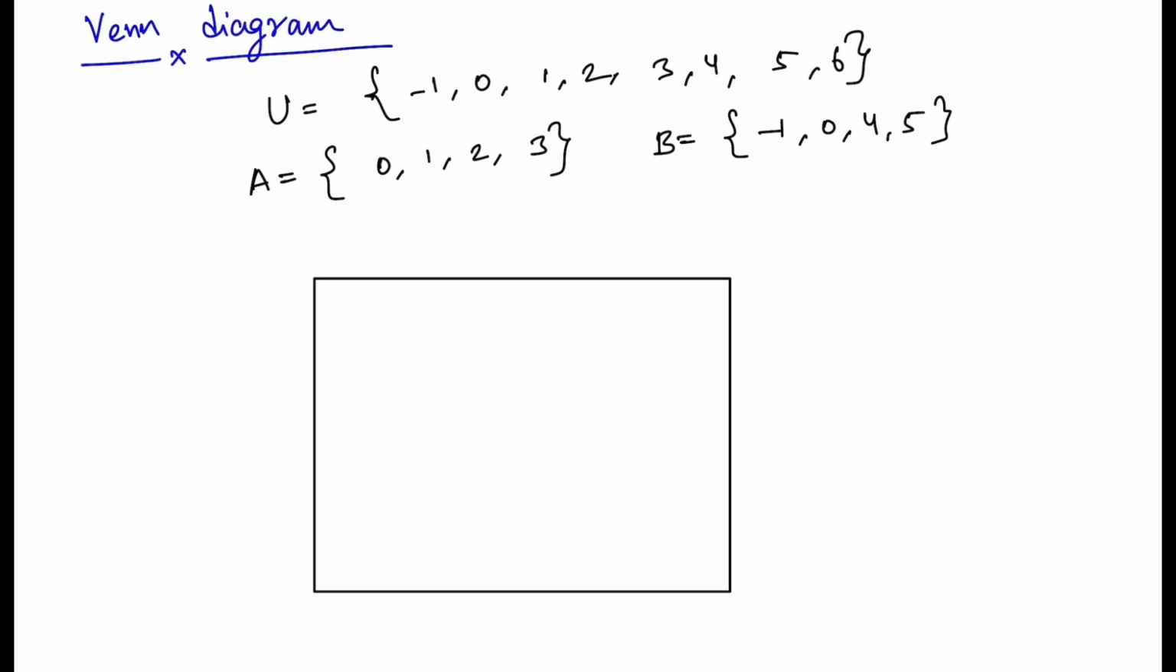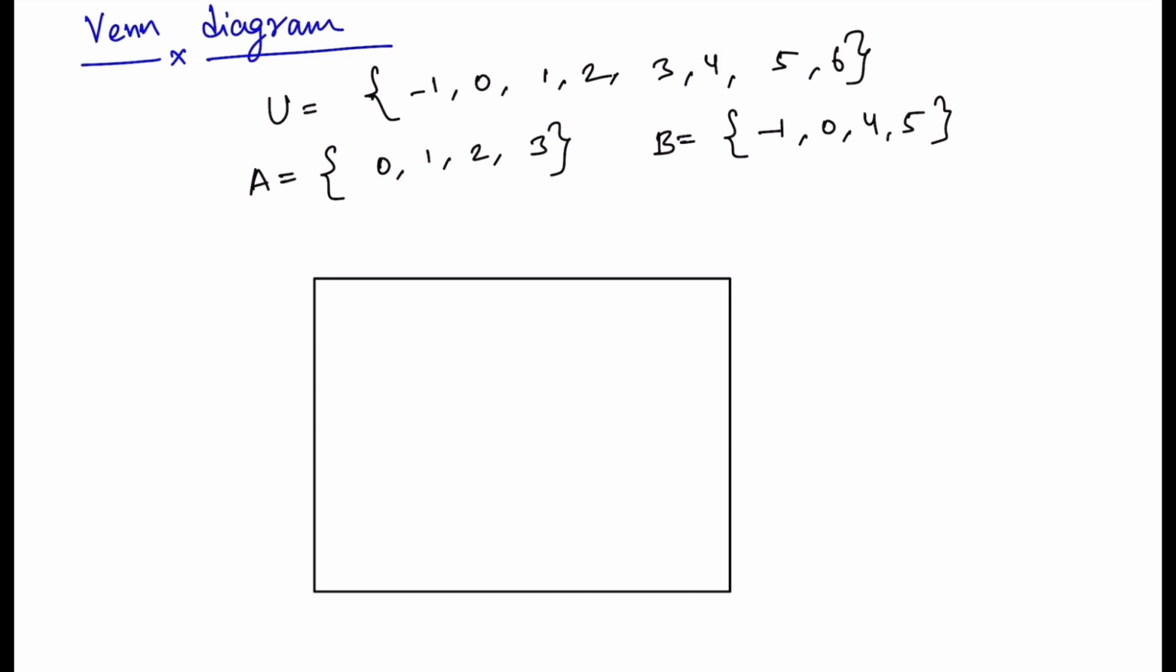So before drawing the circles, first see if there are common elements or not. In this example I have considered that 0 is common. Okay, the common element is 0. See, 0 is the common element. 0 is the element that belongs to both set A and set B. So if there is a common element, then the circle of A will be overlapping with the circle of B.